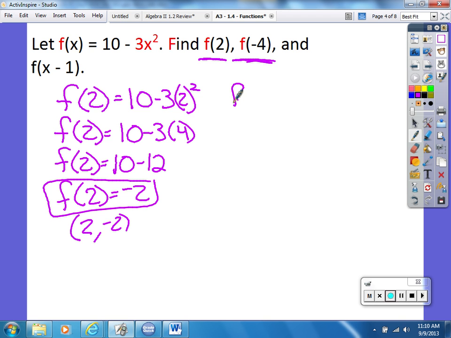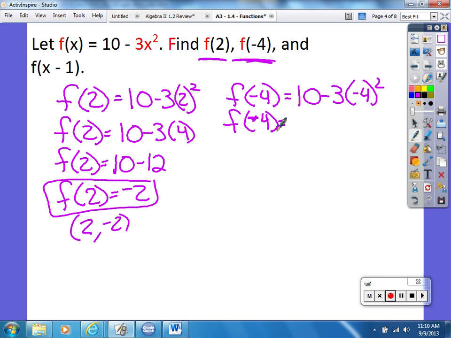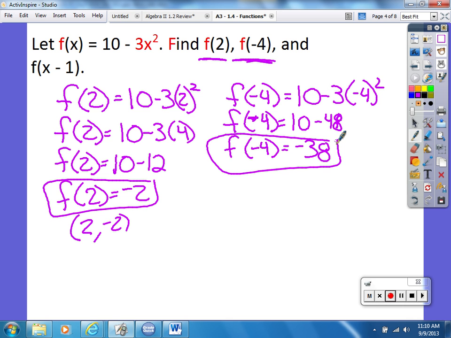Let's do f of negative 4 now. f of negative 4. I'm actually going to do this a little quicker. So on f of negative 4, the part that most people miss is this right here. What is negative 4 squared? 16 times negative 3. So negative 48. So f of negative 4 equals negative 38. And that's how I'm going to write my final answer. I'm not just going to write negative 48. I'm going to write f of negative 4 equals negative 38.